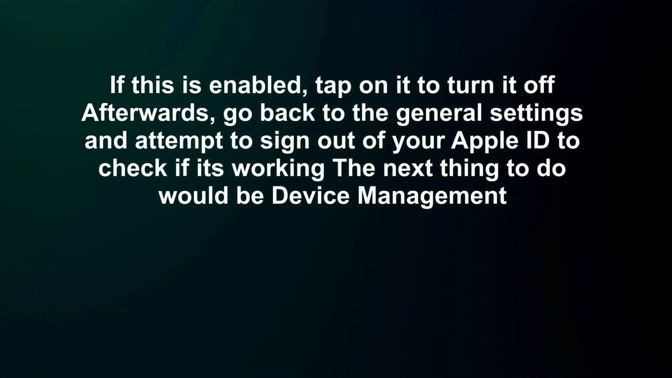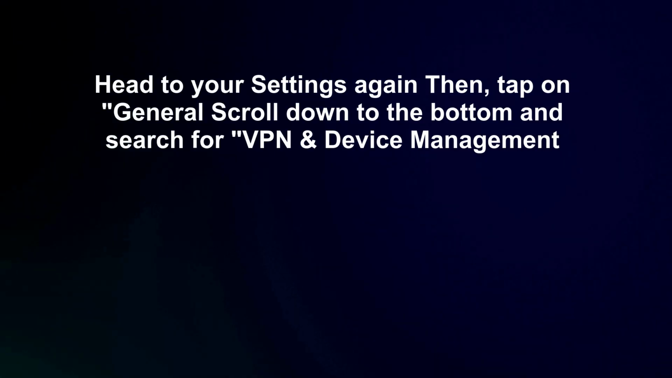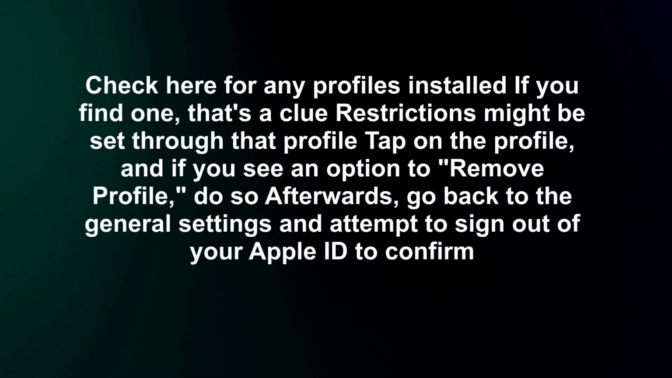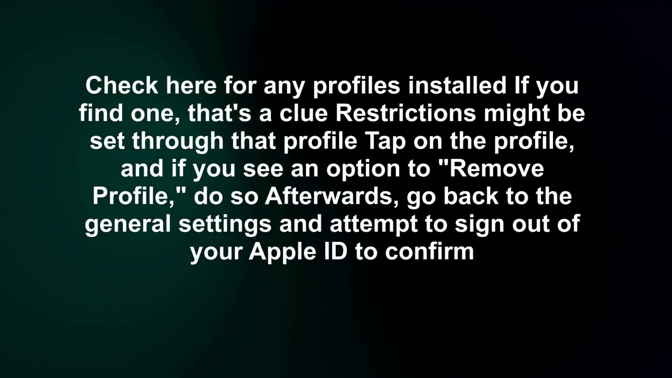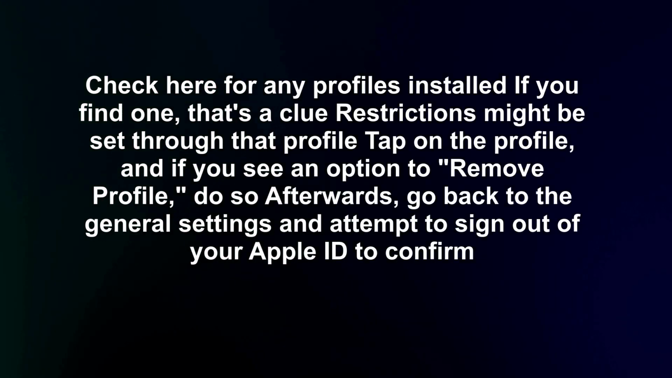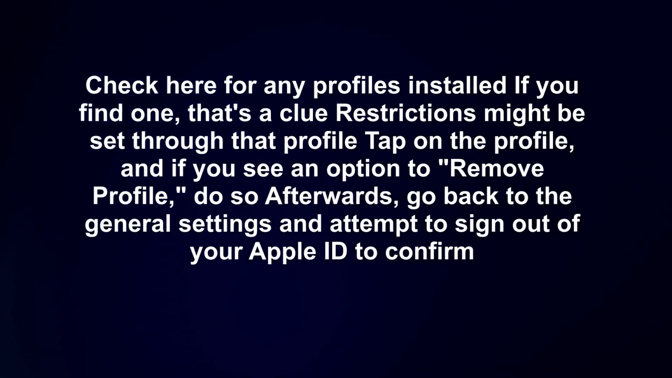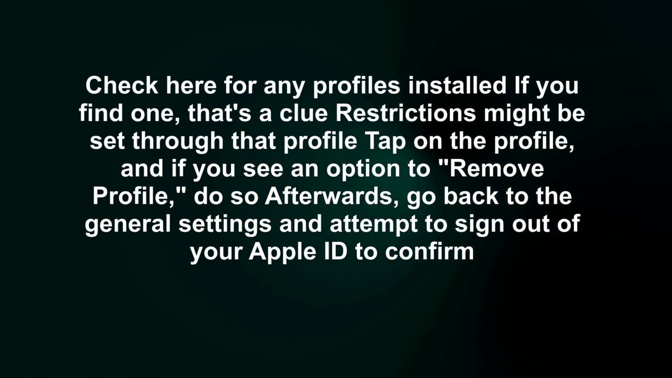The next thing to do would be device management. Head to your settings again, then tap on general, scroll down to the bottom and search for VPN and device management. Check here for any profiles installed. If you find one, that's a clue restrictions might be set through that profile. Tap on the profile, and if you see an option to remove profile, do so. Afterwards, go back to the general settings and attempt to sign out of your Apple ID to confirm.